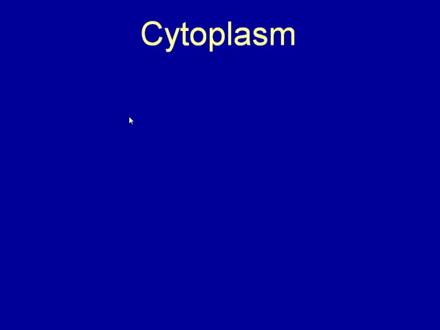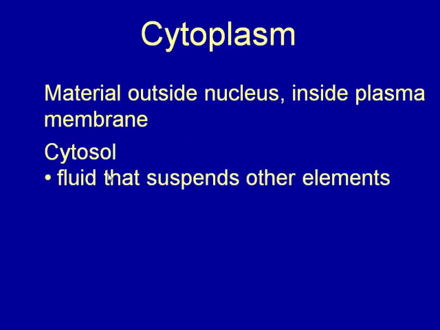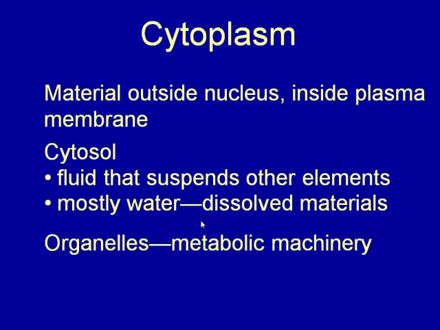The cytoplasm is all of that material that's outside the nucleus but inside the plasma membrane. The cytosol is the fluid that suspends all of the other elements. And the cytosol is mostly water, but there's dissolved elements and minerals and proteins in there. Then we have the organelles. These are the metabolic machinery, and we're going to talk about these in just a minute.